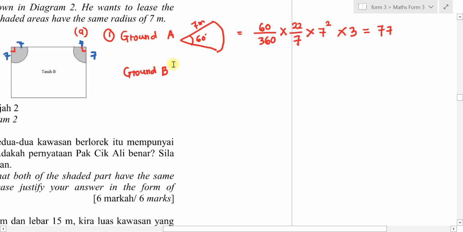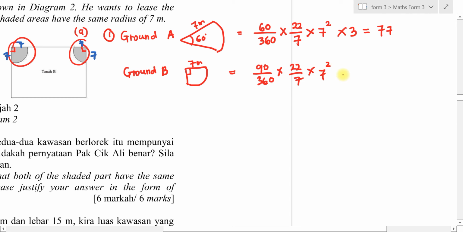Not like this. This is a semicircle. Quadrant is like this. Almost like, okay. Quadrant, this one also 7 meter, but 90 degree, you know. Ada berapa tempat? 2 tempat, okay. So 90 over 360 times pi times radius square.